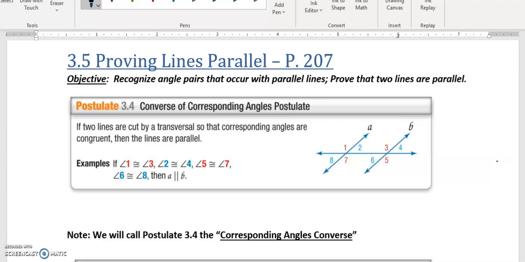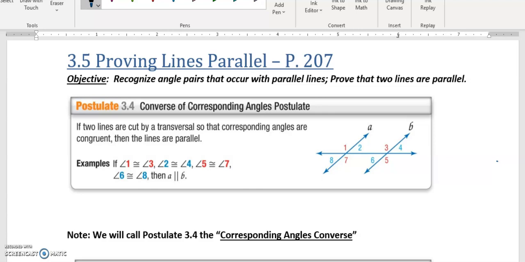Lesson 3.5, proving lines are parallel. So we had a bunch of different postulates about how angles are related when the lines are parallel. Well, now these are the converses of those postulates. And basically, if the angles that are corresponding are congruent, then we can say the lines are parallel. So it's going the other direction.